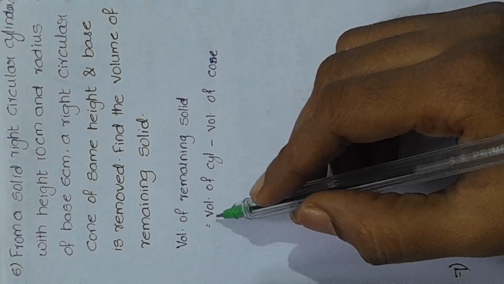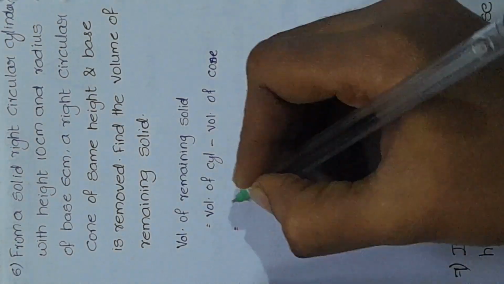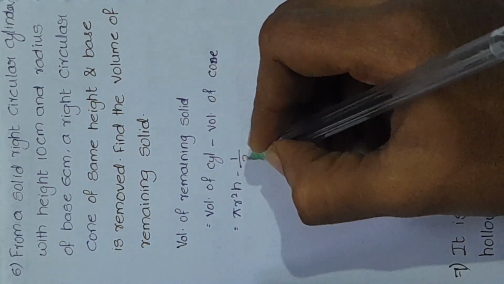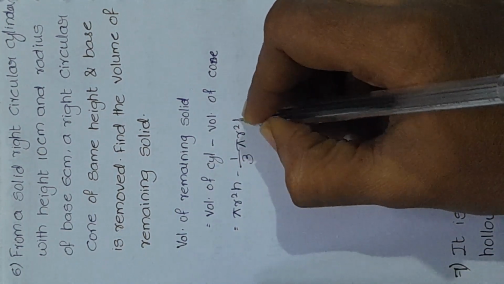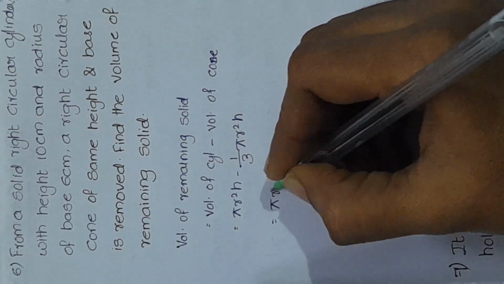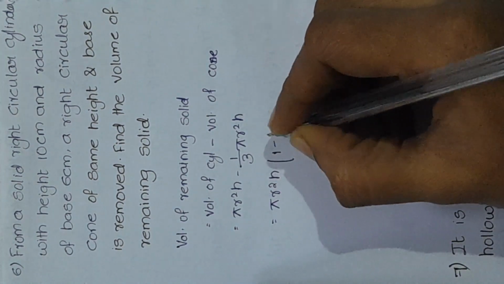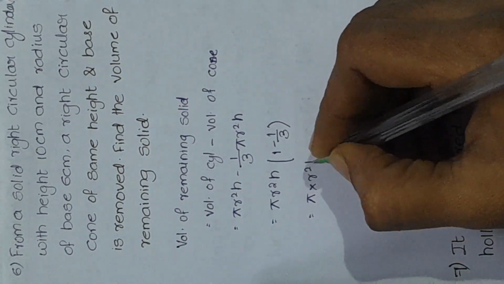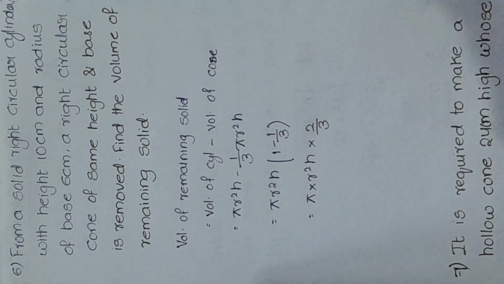Volume of the remaining solid is volume of the cylinder minus volume of the cone. Volume of the cylinder formula is pi r square h, minus volume of the cone, which is 1 by 3 pi r square h. Taking pi r square h common, 1 minus 1 by 3. So pi into r square h into 2 by 3.